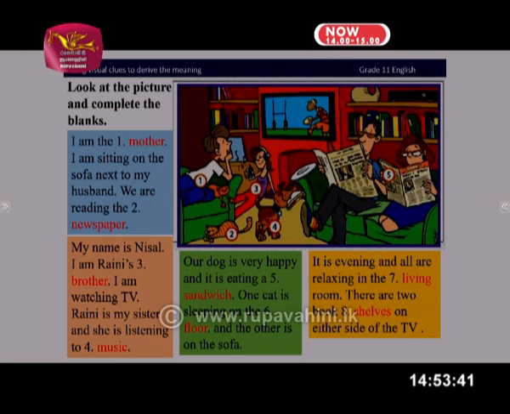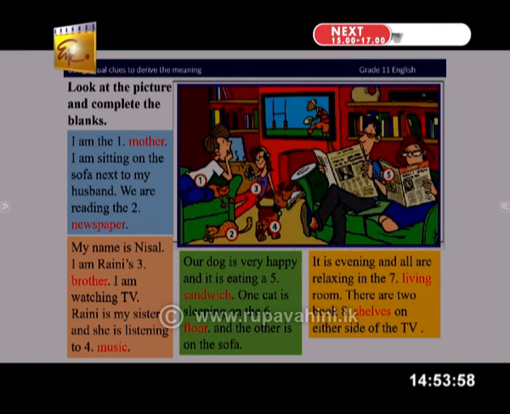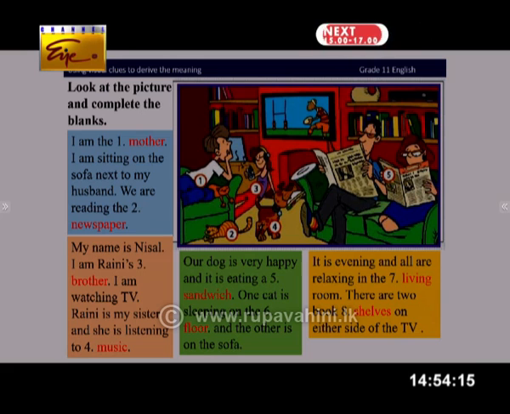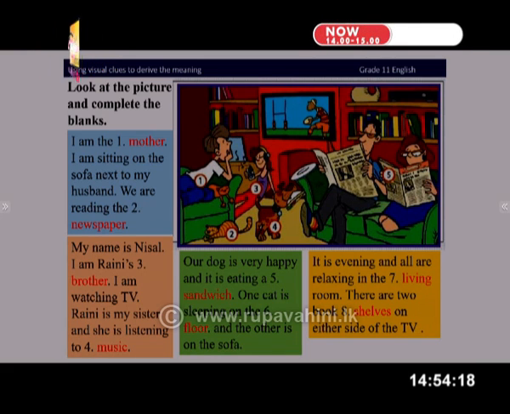We are reading the newspaper. My name is Nisal. I am Raini's brother. I am watching TV. Raini is my sister and she is listening to music. Our dog is very happy and it is eating a sandwich. So you can see the dog with the sandwich. One cat is sleeping on the floor and the other is on the sofa. It is evening and all are relaxing in the living room. There are 2 bookshelves on either side of the TV.